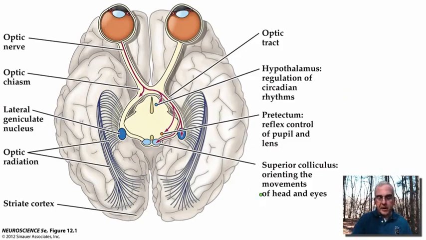Just anterior to the tectum, and in a bit of transitional region between the midbrain and the thalamus, is a structure called the pretectum.